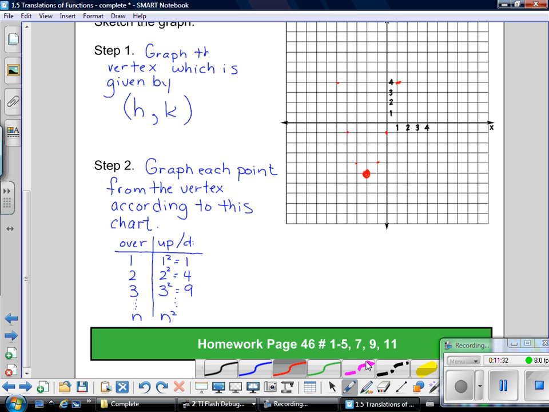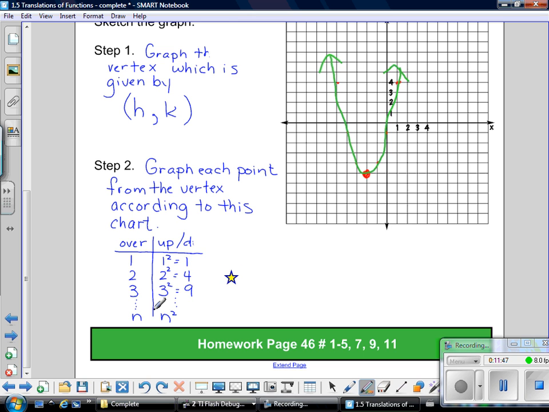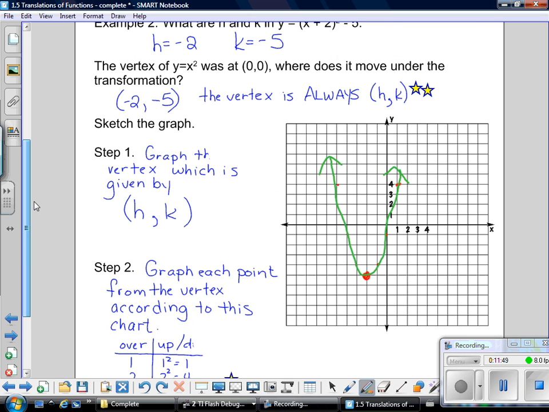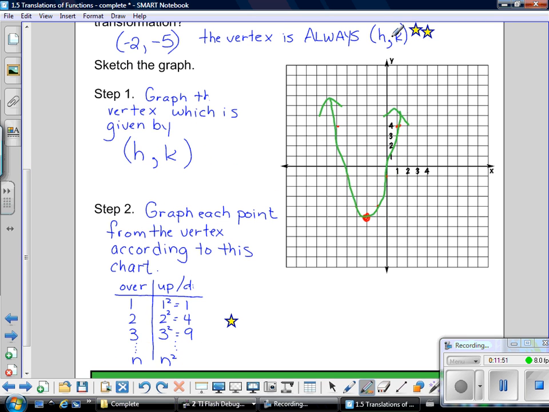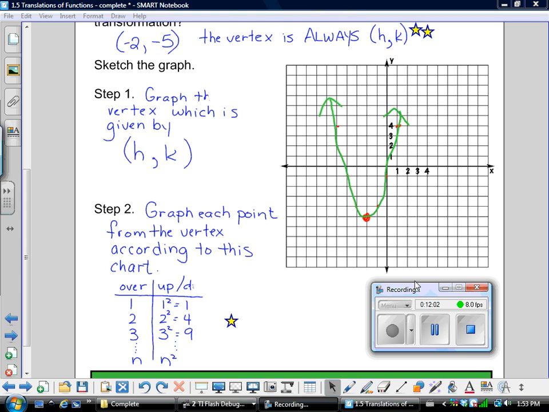Then it's a matter of joining them with a smooth curve. Mine's not real smooth, but it's the best I can do with my mouse. And I have to put arrows because it does continue forever. That step pattern is also something that you should know. A couple different things: the vertex is always h, k, and the step pattern, if there's no a value in front of our bracket or in front of our x squared, is always this. Okay, have some mathematical pleasure.